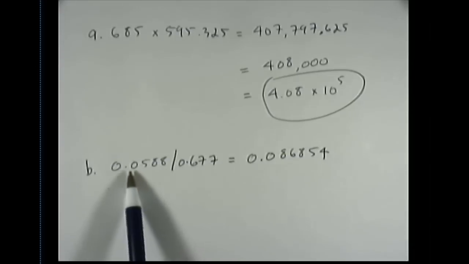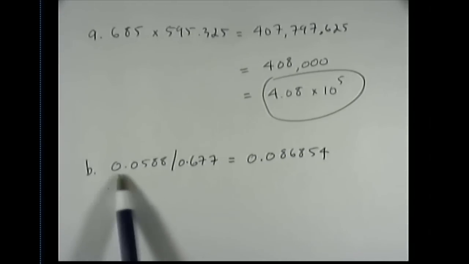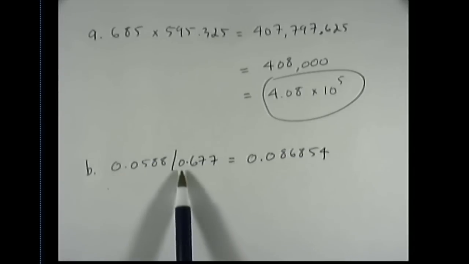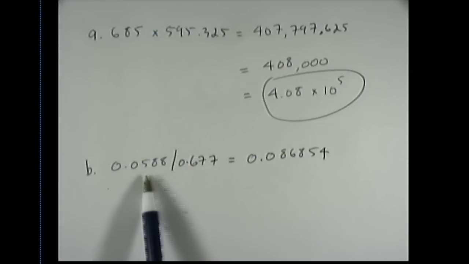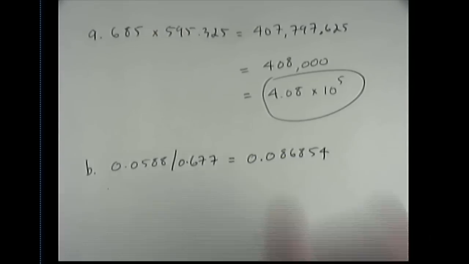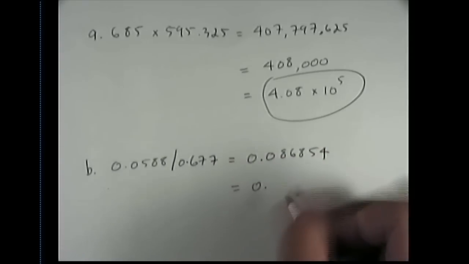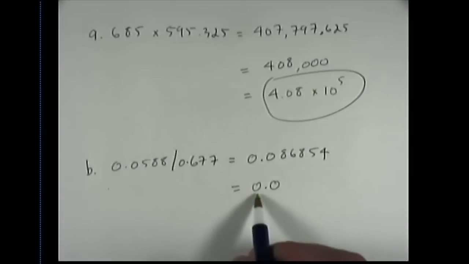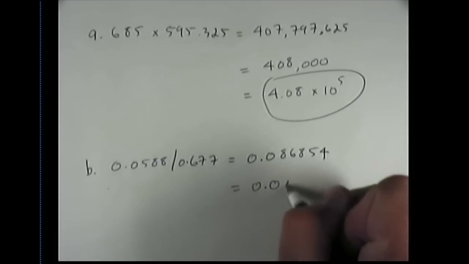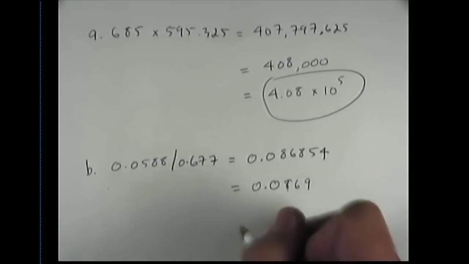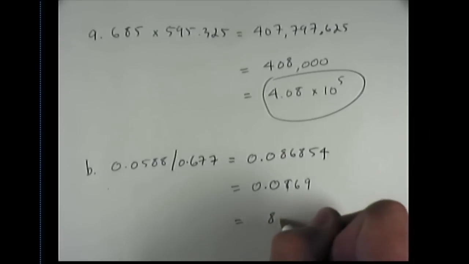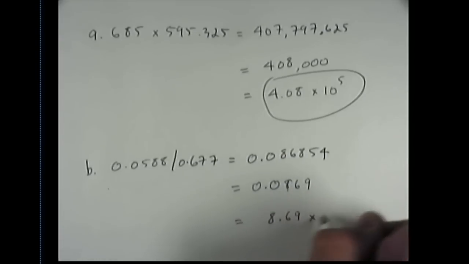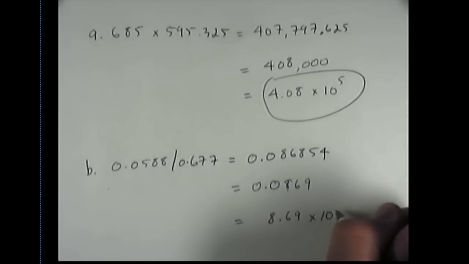Now looking at this, you'll remember from our significant figures that zeros to the left of non-zero integers do not count as significant. So these two zeros do not count as significant, and neither does this one. Hence, both of these values have 3 significant figures. So I'm going to need to report my final answer as having just 3 significant figures. One way of doing that is to report it as being 0.0869, or if I want to use scientific notation, I could report this as 8.69 times 10 to the negative 2.